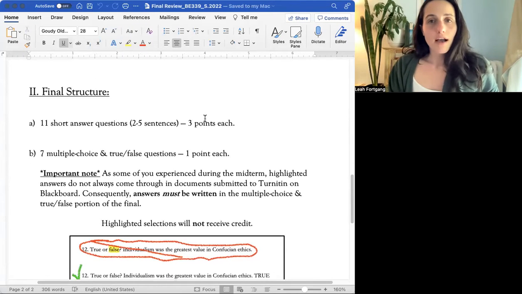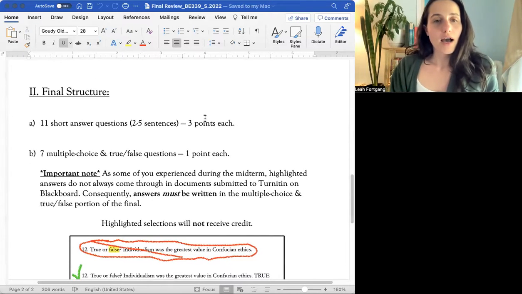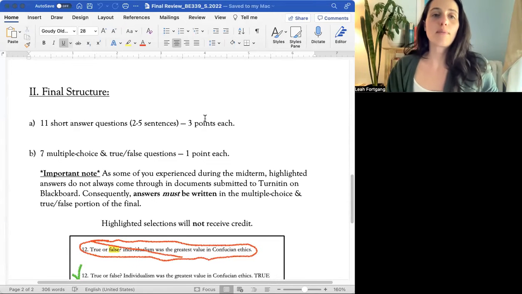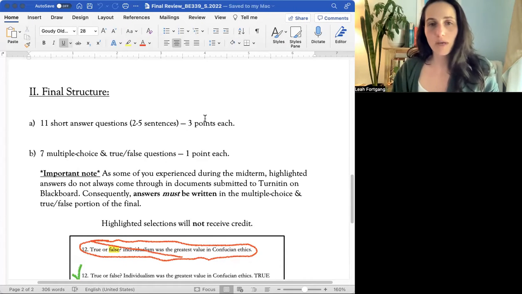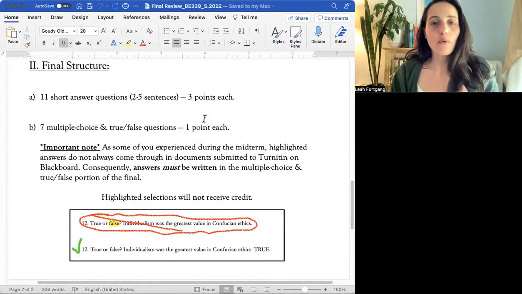Okay, so the main thing I wanted to cover in this video is just making some clarifying points about the structure of the final. Like it was on the midterm, there will be 11 short answer questions ranging in length from 2 to 5 sentences, maybe even 6, depending. But at minimum 2 sentences. And those are worth 3 points each. And then you have the multiple choice true or false section. Okay.